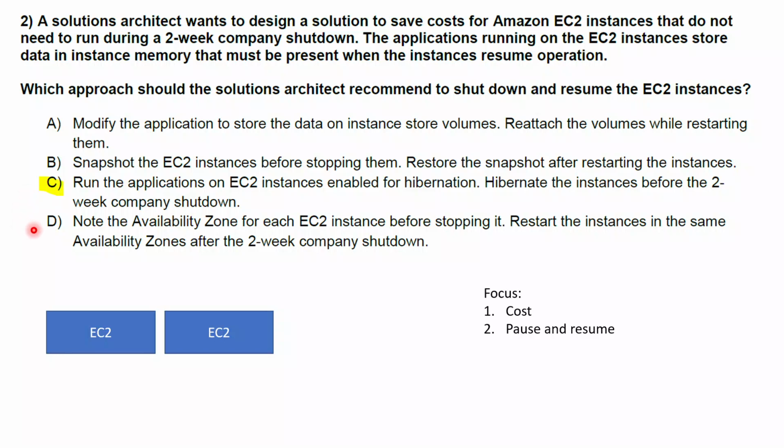Now let's look at the next choice. This talks about noting down the availability zone for each instance and then restarting in the same availability zone. If you think about it, this is the default behavior. And we cannot change the availability zone of an existing instance even if we want to. So this choice is also invalid, as stopping and restarting the instance will not restore the memory state. Choice C is the correct answer for this question.